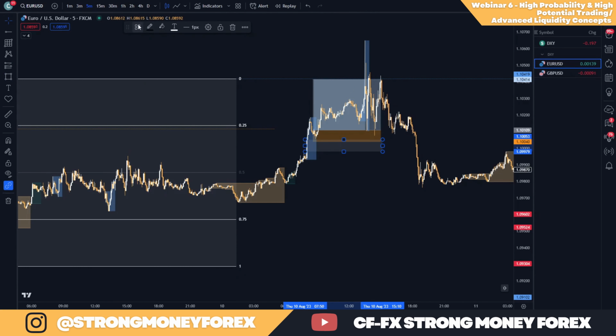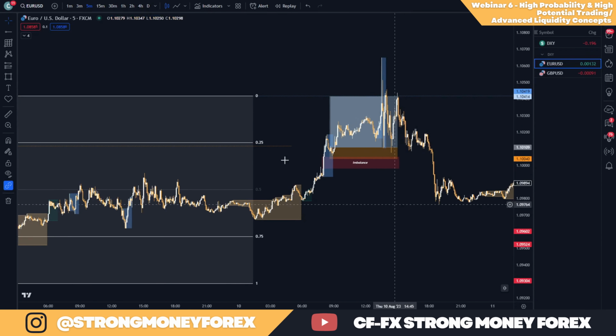Okay, so firstly, we're starting to build factors into why this trade might be low probability, yeah? We're buying in premium of a range. We don't have a safe stop. There's nothing protecting the stop.